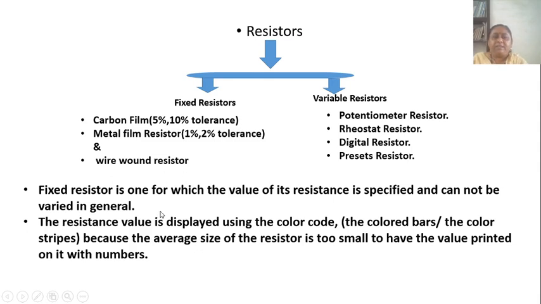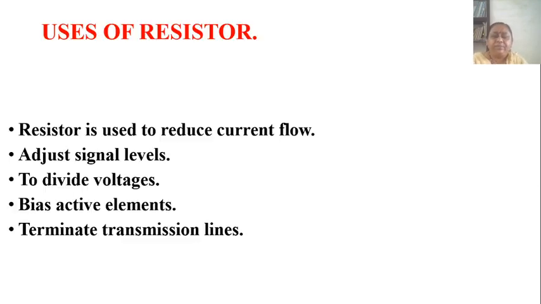A fixed resistor is one for which the value of its resistance is specified and cannot be varied in general. The resistance value is displayed using the color code, the color bars and color strips, because the average size of the resistor is too small to have the value printed on it with numbers.